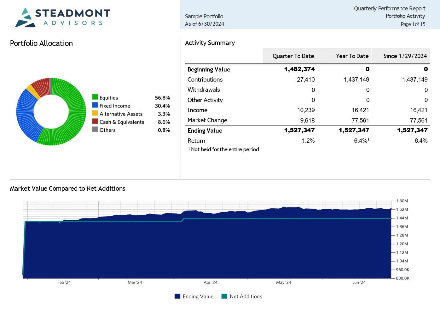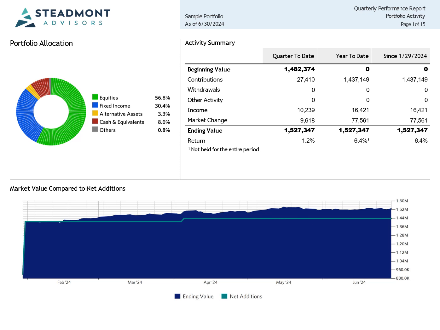In the top right-hand corner, we have the activity summary. This is broken down in 3 time periods: quarter to date, year to date, and since inception of your first account. The activity categories are beginning value, contributions, withdrawals, other activity, income, market change, and ending value. Income includes all income and dividends from bonds and stocks, whether individual, funds, or ETFs. Market change includes your portfolio fees.